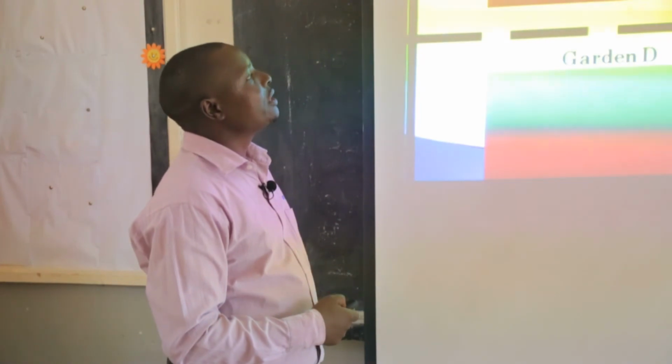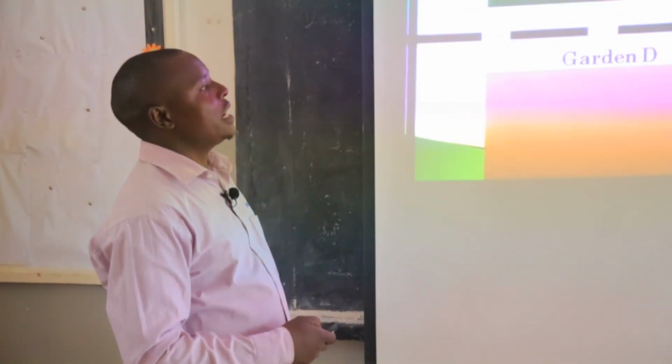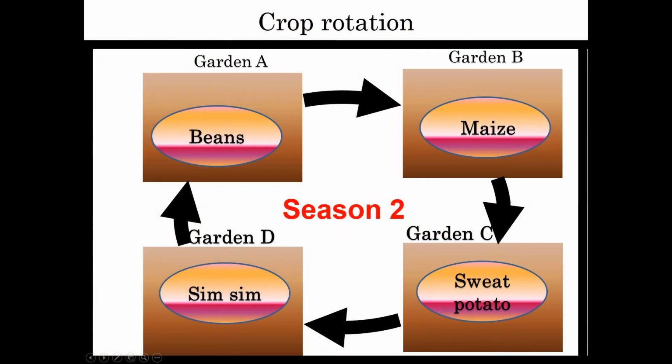the crop rotation cycle. You have seen that this is just one garden. But they are showing you how crops should follow each other. 1, in the first season, you have planted beans. After beans, you have harvested beans, put maize. After harvesting maize, you can go for sweet potatoes. After harvesting sweet potatoes, put sim. Okay? And your land is going to move in that cycle.